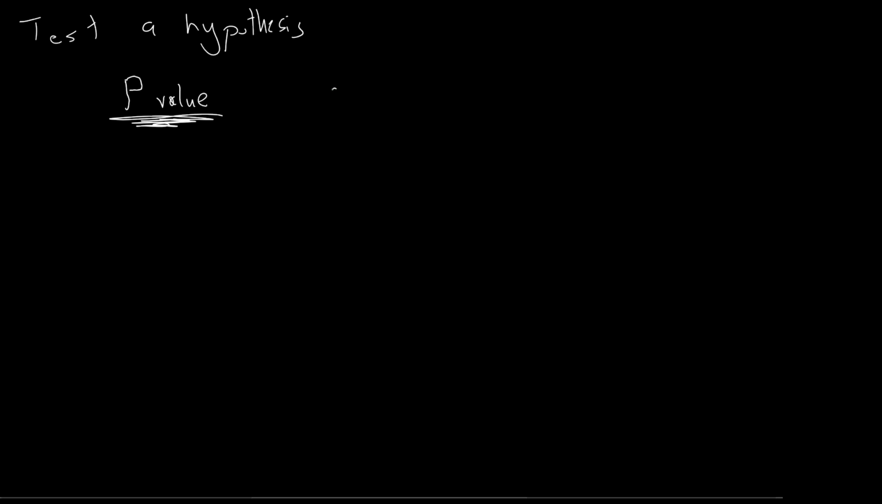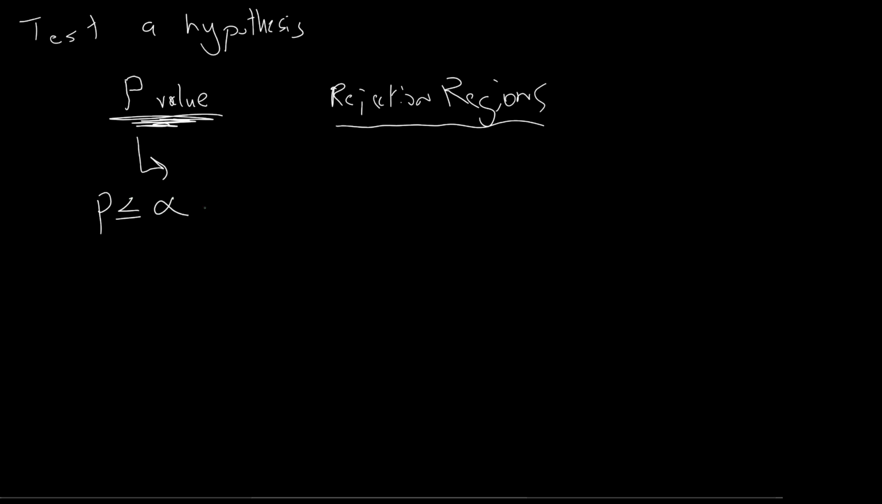The other one is using rejection regions. They both are actually doing the same thing. What happens is p-values give you a number, and that number you can compare to alpha. So if p is less than or equal to alpha, you reject the null hypothesis. And if p is greater than alpha, you fail to reject the null.